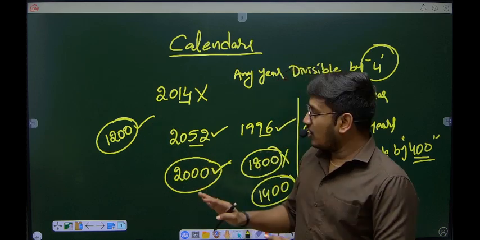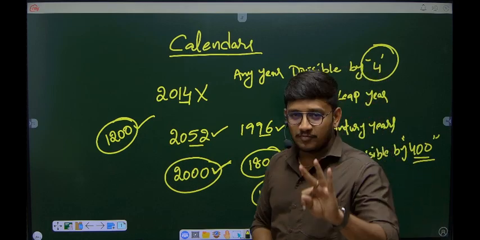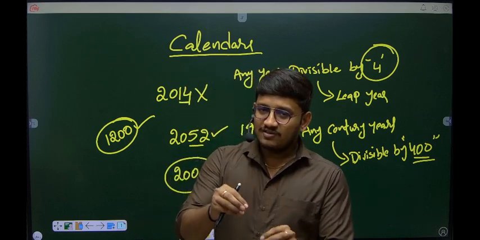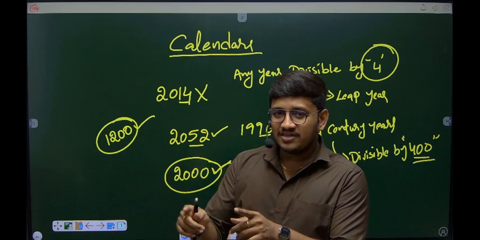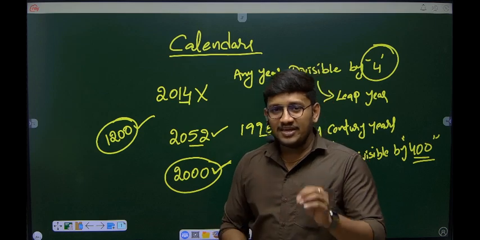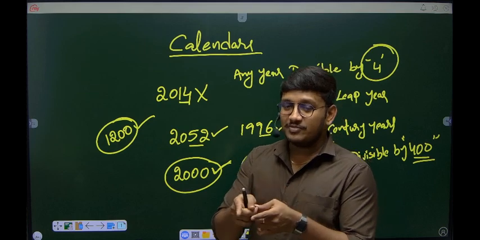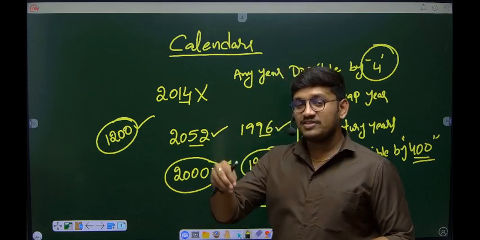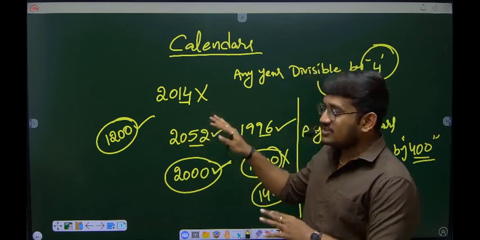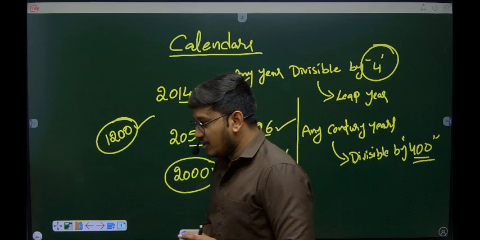I hope you all are clear about these points. Very simple, guys. So far we discussed 3 points. One is what is meant by an odd day: any number divided by 7, whatever the remainder is, is called the odd day. For finding a leap year, any number which is divisible by 4 is a leap year. For century leap years, the number should be divisible by 400. These are the 3 points you need to remember. Till now, if you have any doubts, you can ask.